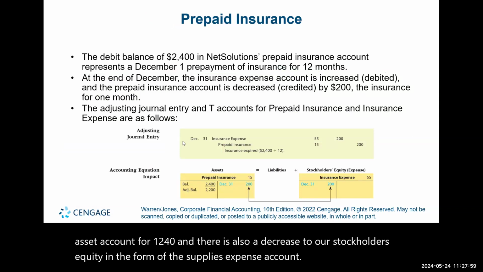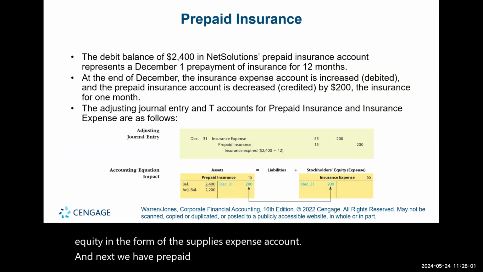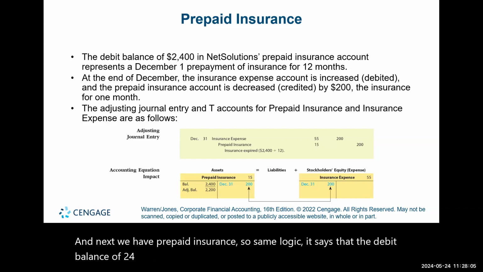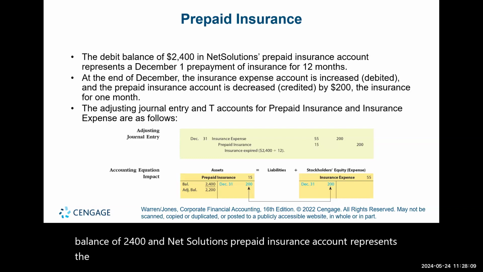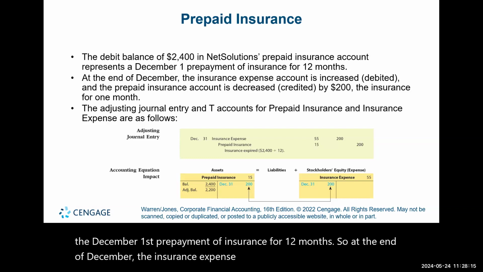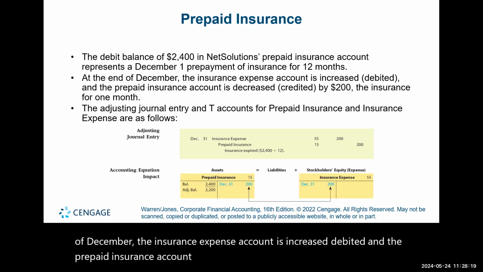And next we have prepaid insurance. So same logic, it says that the debit balance of $2,400 in Net Solutions' prepaid insurance account represents the December 1st prepayment of insurance for 12 months. So at the end of December, the insurance expense account is increased, debited, and the prepaid insurance account is decreased, credited, by $200, the insurance for 1 month.